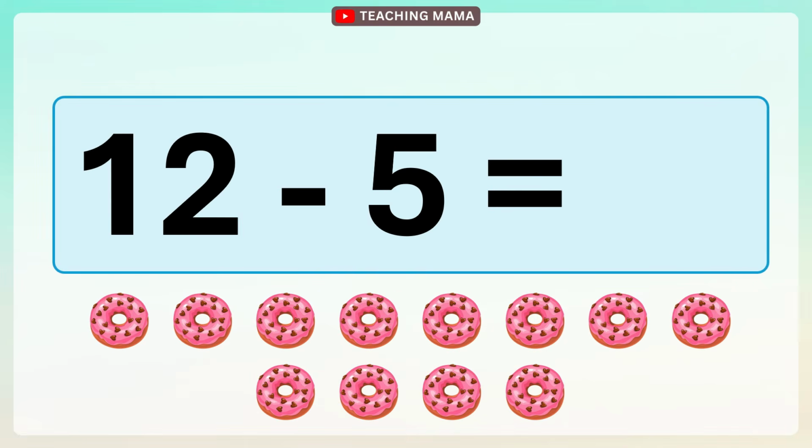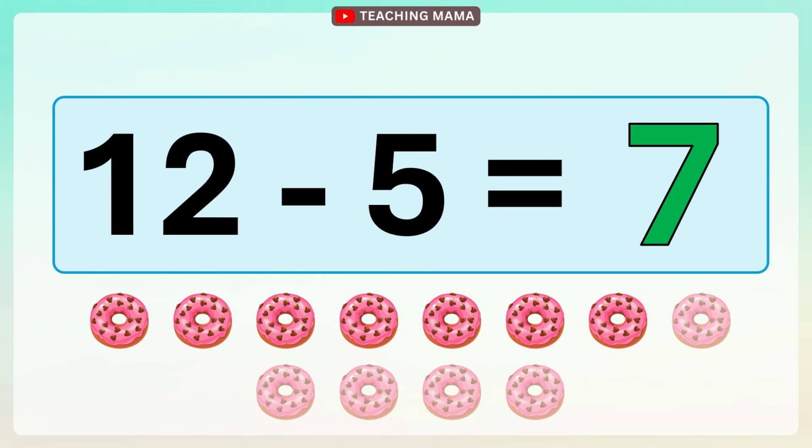"12 minus 5 equals..." What is the answer? The correct answer is 7.